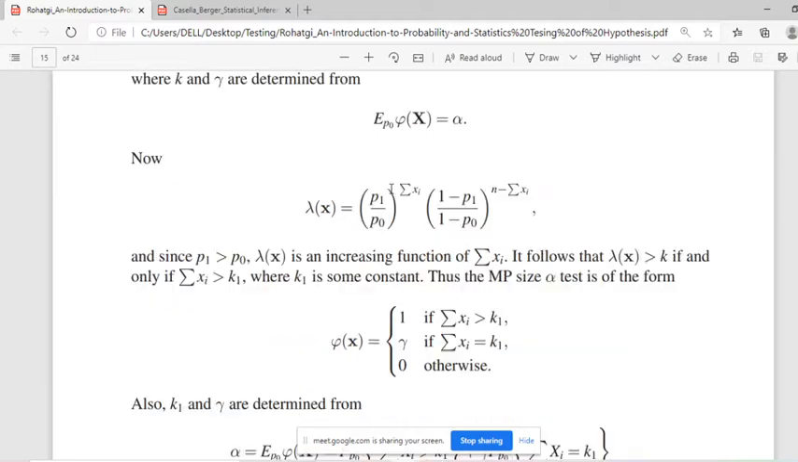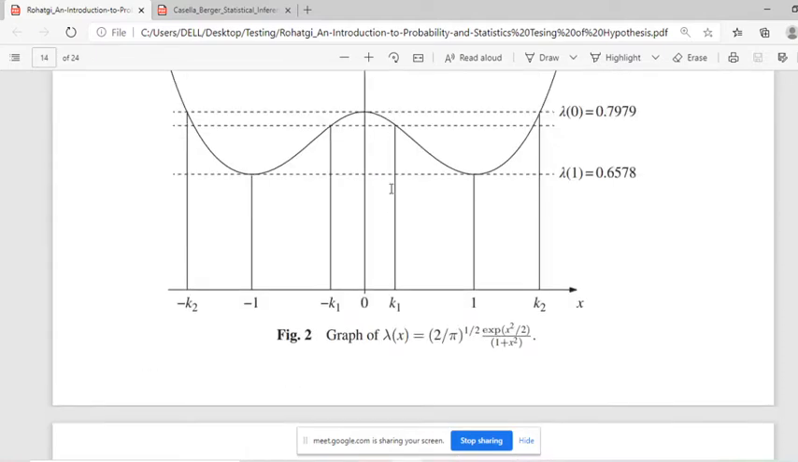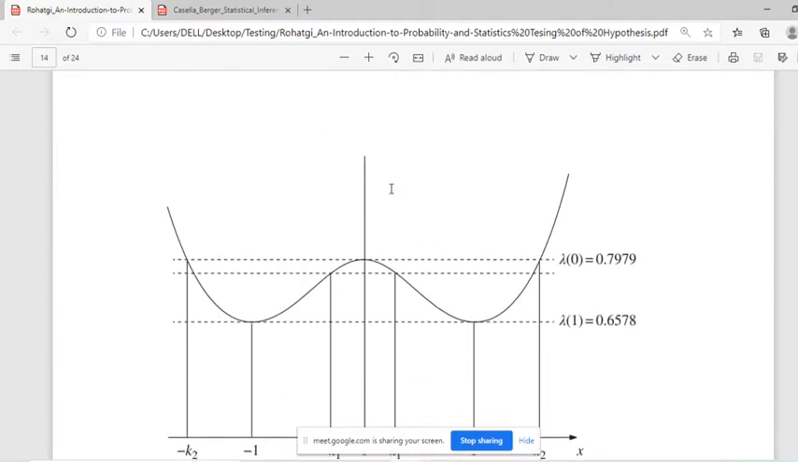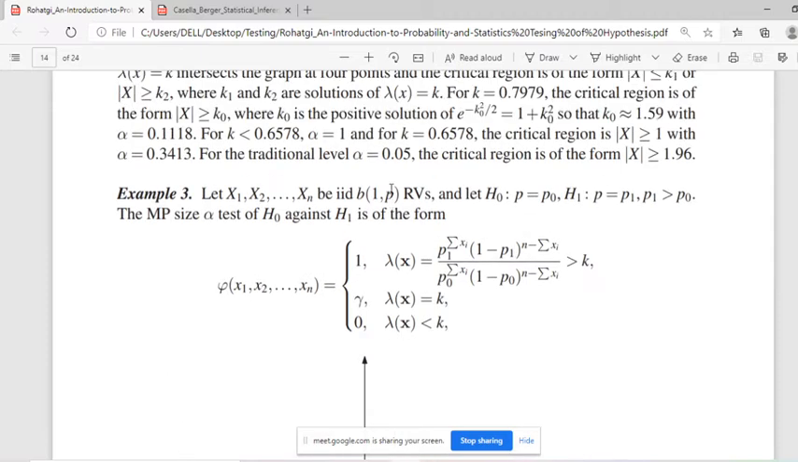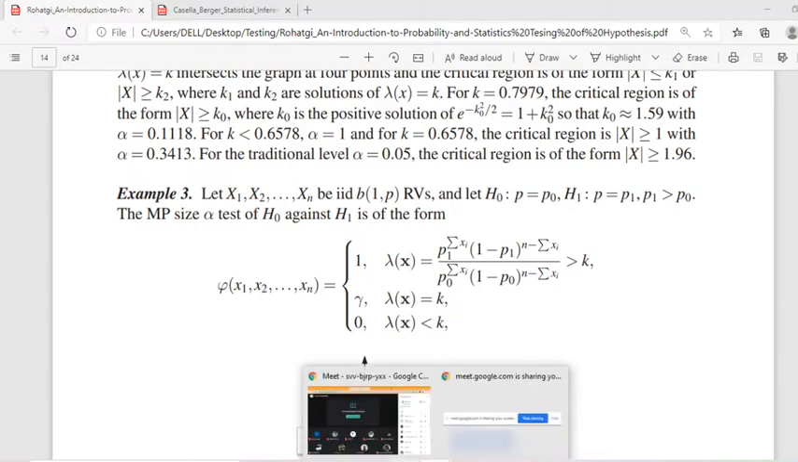Today we are discussing another problem. We are considering Bernoulli random variables X1, X2, X3, ..., Xn, which are IID Bernoulli(p) random variables. We have to test the null hypothesis H0: p equal to p0 against H1: p equal to p1, where p1 is greater than p0.